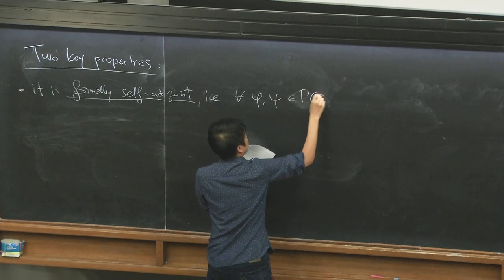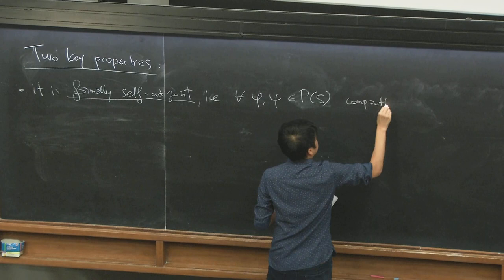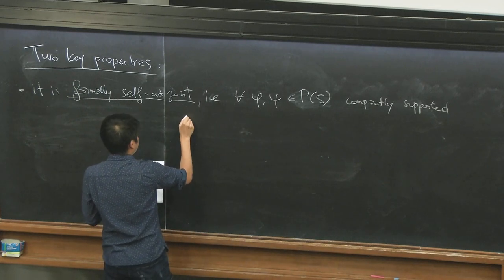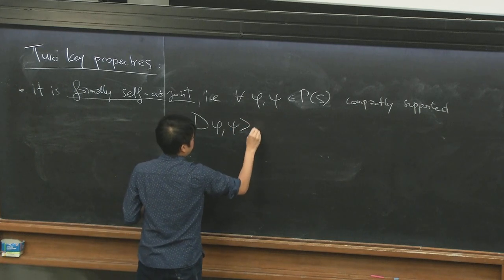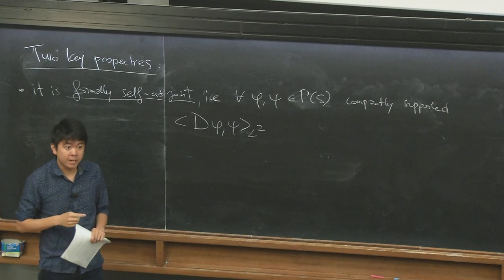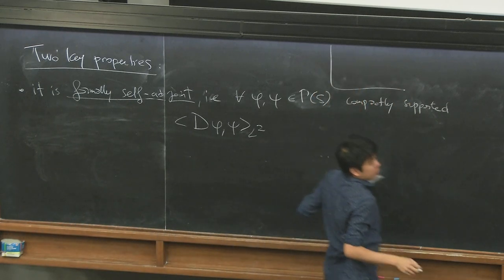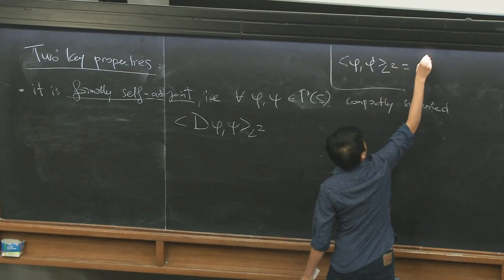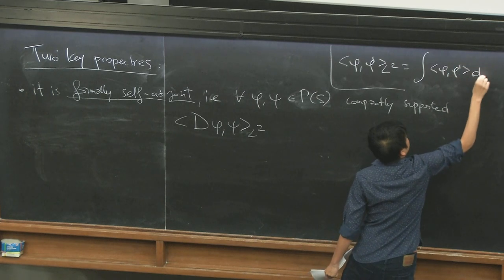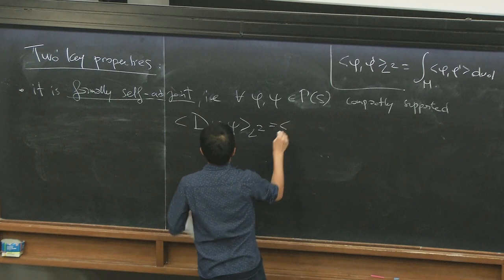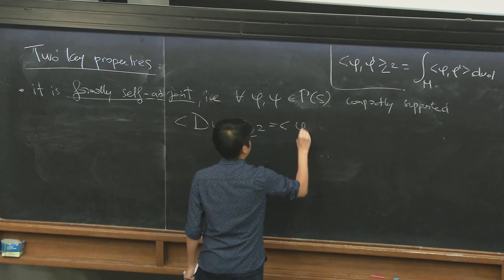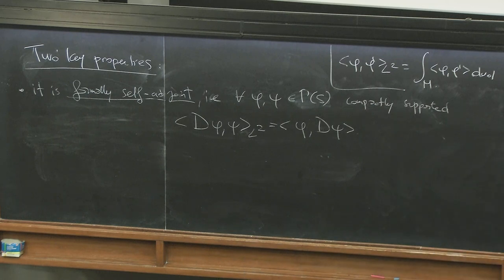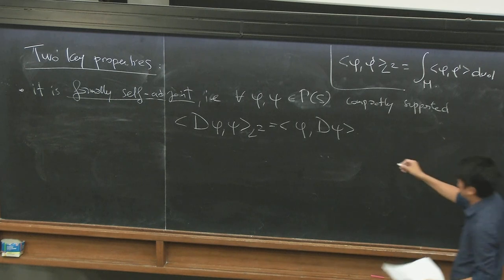If you pick two sections of your bundle which are compactly supported, for example if the manifold is compact, then you take the L2 inner product of D phi with psi, integrating over the whole manifold. S is a Hermitian bundle, so you can take inner products of things. Since it's a symmetric matrix, you can bring the D to the other side. It's a fun exercise in integration by parts to show that this is true for the operators I drew down there.